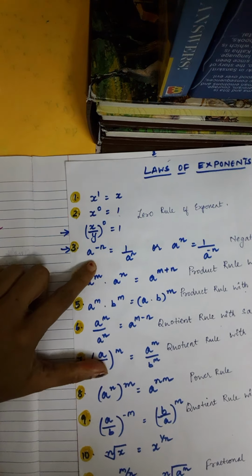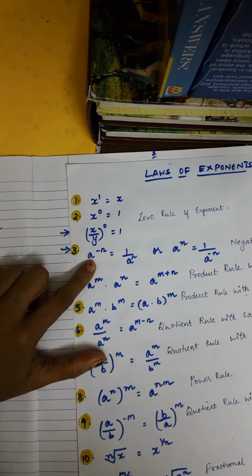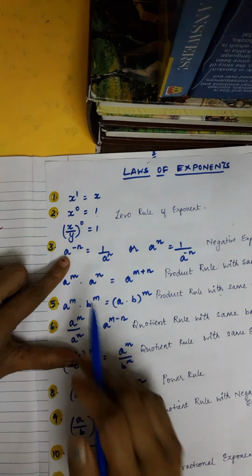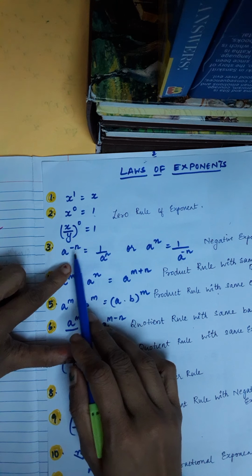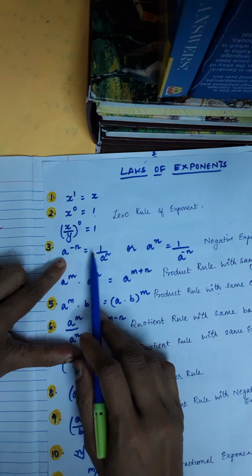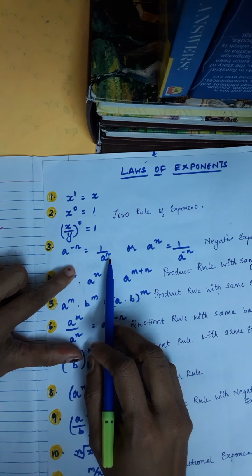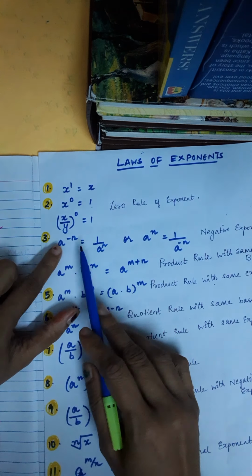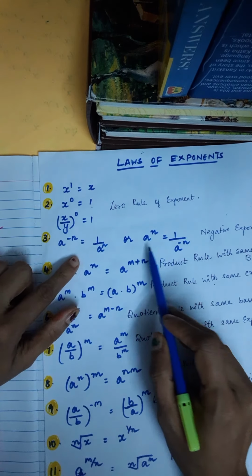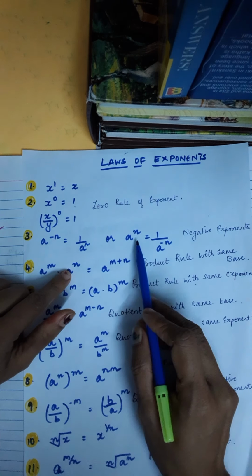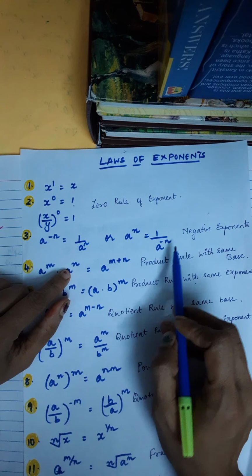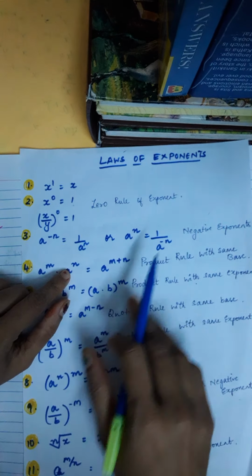Next one, x to the power minus 1. This is the case of negative exponents. So minus n is a negative exponent, not a positive one. So a to the power minus n can be written as 1 by a to the power positive n. Or vice versa: if there is a positive a to the power n, you can change it to negative by bringing it down to the denominator. Same thing.